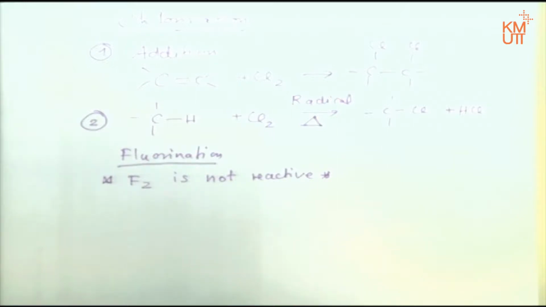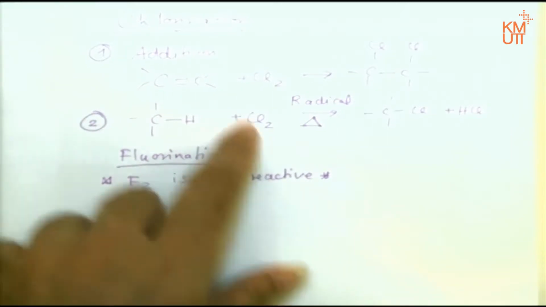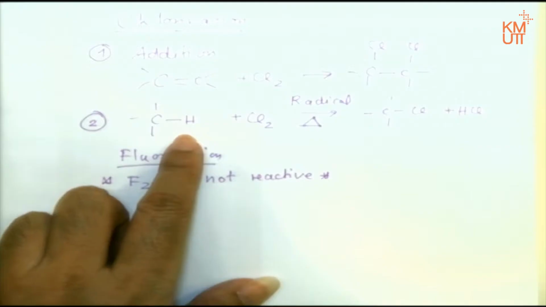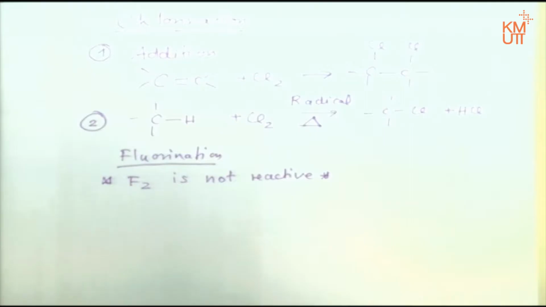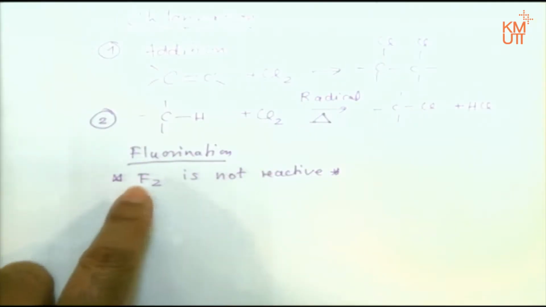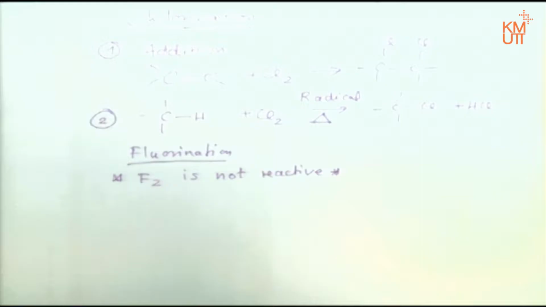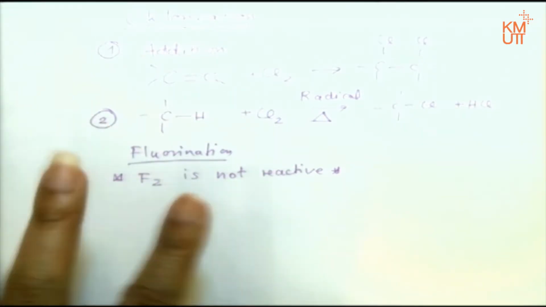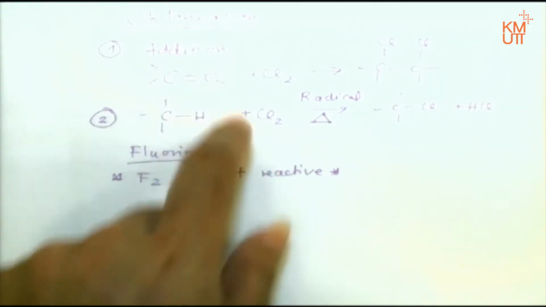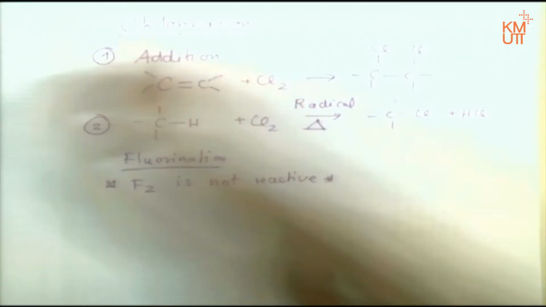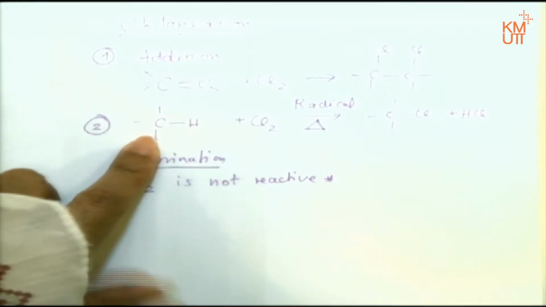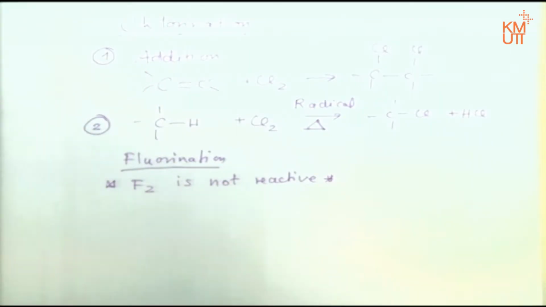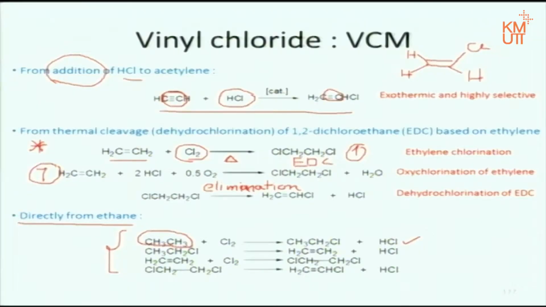So of course, when fluorine gas is not reactive, these two reactions are not possible in the case of fluoride. Okay? So we will discuss later about the fluorination, how to introduce fluoride ion to the product. Okay, so I continue. Just remember this one. How to coordinate the starting material: you have addition or radical substitution. That's all. Okay, so we finished VCM, I think.